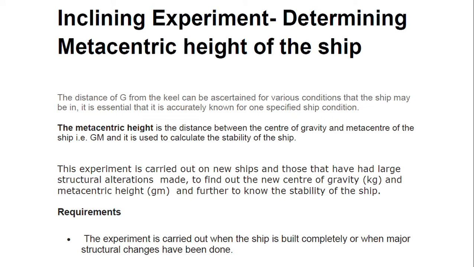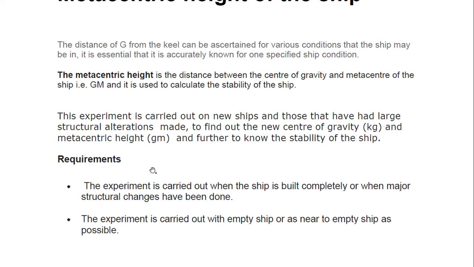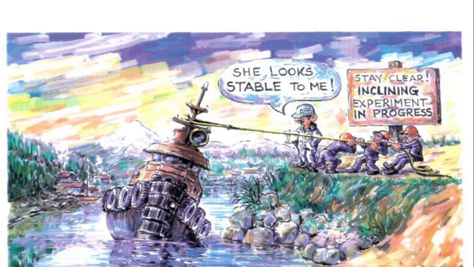Now stability is very important, because of this stability of the ship, we are safe. This experiment is carried out on a new ship, as I said earlier, and those that have had large structural alteration made, to find out the new center of gravity KG and metacentric height GM, and further to know the stability of the ship. Now, what are the requirements to conduct this experiment? The experiment is carried out when the ship is built completely or when major structural changes have been done.